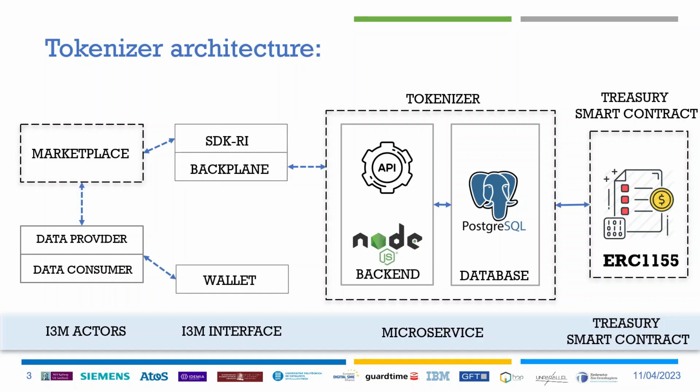To enable the interaction with the Treasury smart contract functionalities, we have created the Tokenizer microservice. This service combines our smart contract that acts as a backend and a local Postgres database to track the states of transactions executed by the marketplace.